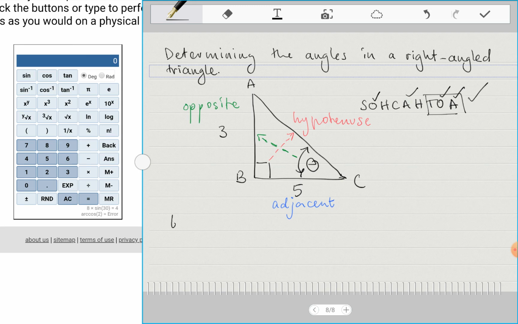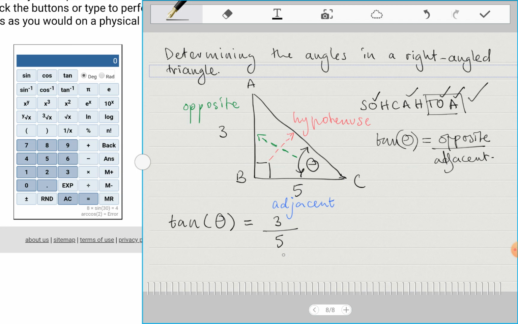If we start off by writing tan of the angle theta, we know that tan of theta is equal to the opposite side over the adjacent side. Our opposite side would then be, what do we have here, 3, and our adjacent side would then be 5. So we see that tan of theta is 3/5.